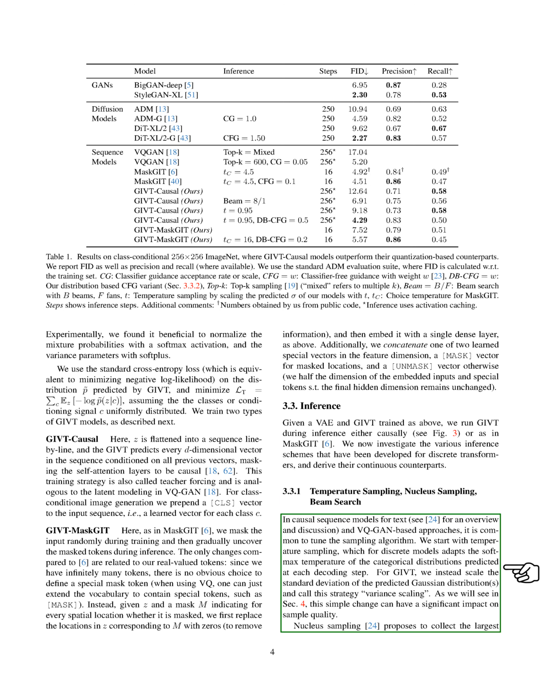In text sequence models and VQ-GAN-based methods, it's common to adjust the sampling algorithm. We start with temperature sampling, which for discrete models modifies the softmax temperature of the predicted categorical distributions at each decoding step. For GIVT, we scale the standard deviation of the predicted Gaussian distributions instead, a strategy we call variance scaling. As we'll see later, this small change can significantly improve the quality of the samples.